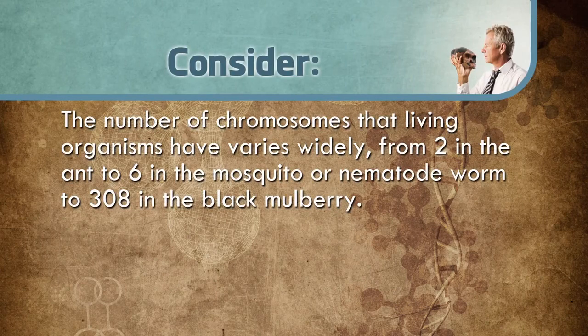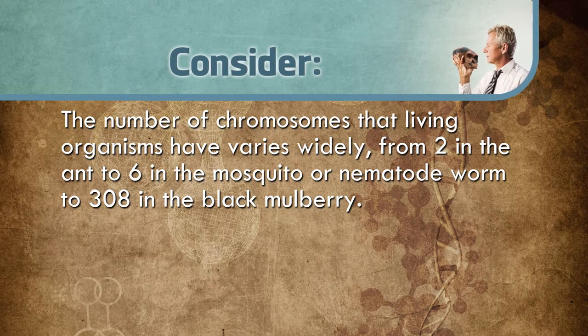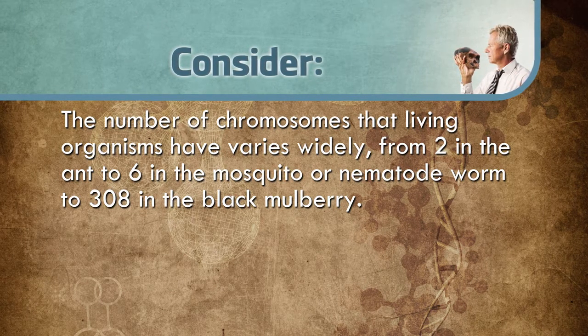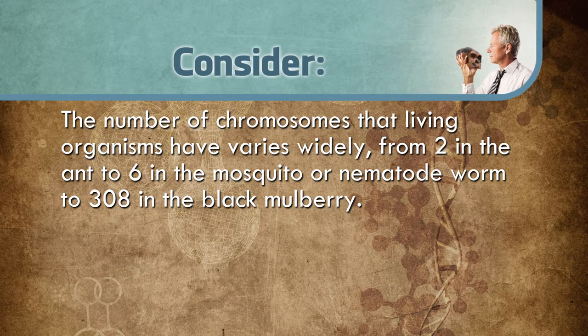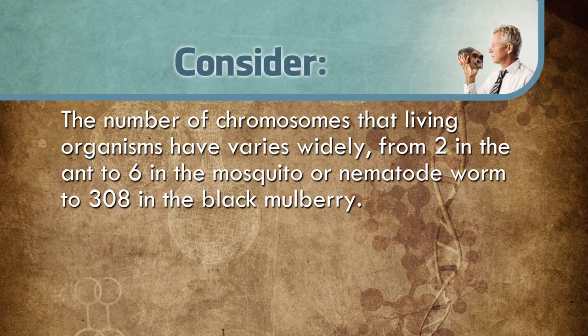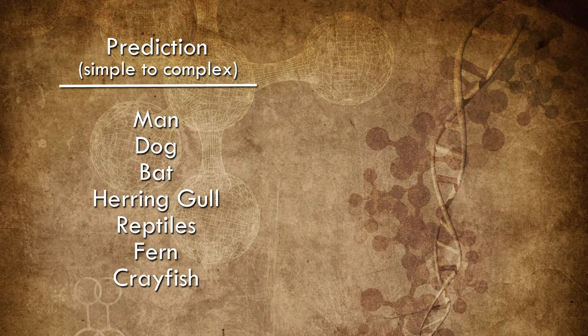Consider, for instance, the number of chromosomes that living organisms have varies widely, from 2 in the ant to 6 in the mosquito or the nematode worm, 308 in the black mulberry. And the complexity of an organism doesn't appear to affect the number of chromosomes the organism has. The radiolaria, a simple protozoan, has about 1,600, while humans, which are considered more complex, have only 46. If we were to organize living things based on evolutionary thinking, simple to complex, we'd have an organization like the one on this chart on the screen.